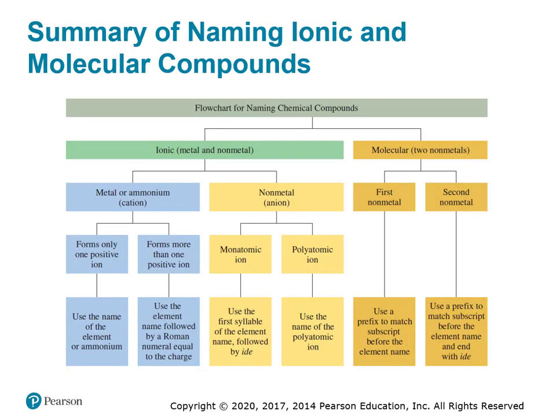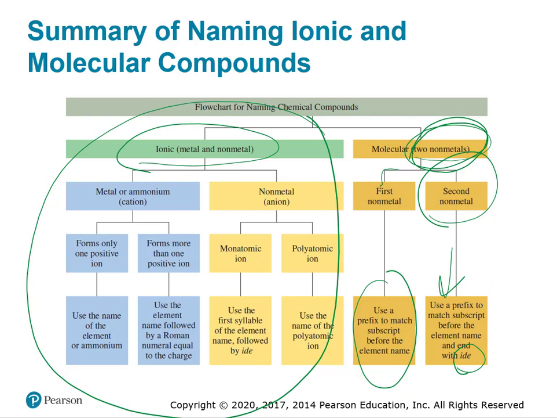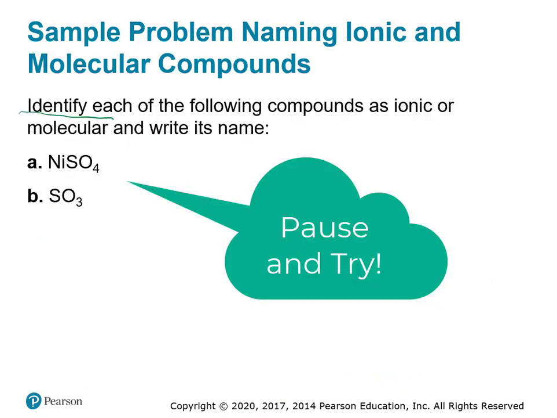Here's a summary of naming ionic and molecular compounds. If it's an ionic compound, we already covered this part. But if it's a molecular compound, we notice that it's 2 nonmetals. For the first nonmetal, we use a prefix to tell us how many there are, except if there's one of them, we do not use a prefix. For the second one, we use a prefix and we end in "ide." Can you pause the video here and identify each of the following compounds as ionic or molecular and write its name? So pause the video here.